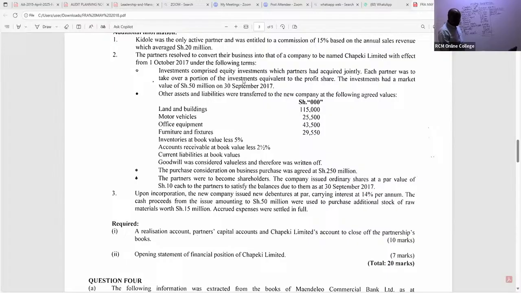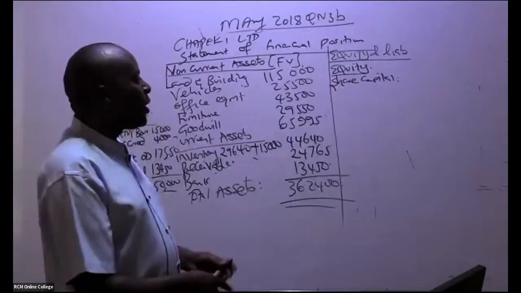Investments comprised equity investments which partners had acquired; that can't help us. Look at this point here. The purchase consideration on the business purchase was agreed at 250,000. The partners were to become the new shareholders. The company issued ordinary shares at a par value of shillings 10 each to the partners to satisfy the balance due to them as at the closure of the year. That must be the purchase consideration. So instead of giving them the cash, we gave them shares.